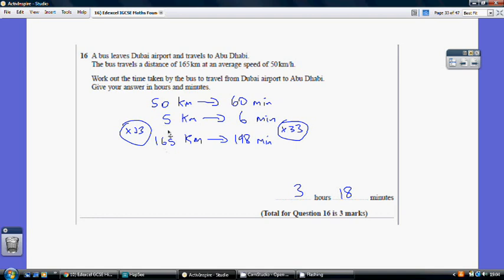What proportion is that? Well, with my calculator, 165 divided by 5 is 33. So this is 33 times as many kilometres, so it's going to take me 33 times as many minutes. So 6 times 33 is 198 minutes. So 165 kilometres would take 198 minutes. Now I've got to give my answer in terms of hours and minutes, 60 minutes in an hour, so I can get 3 hours out of this using up 180 minutes, so 18 minutes left over. So 3 hours, 18 minutes.